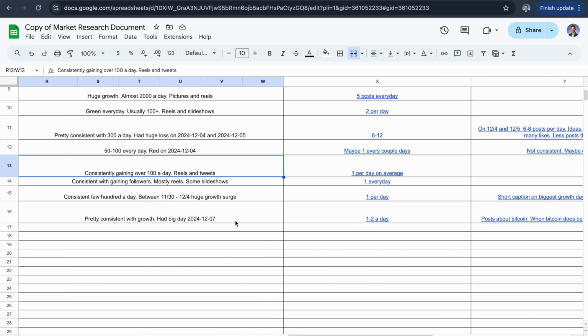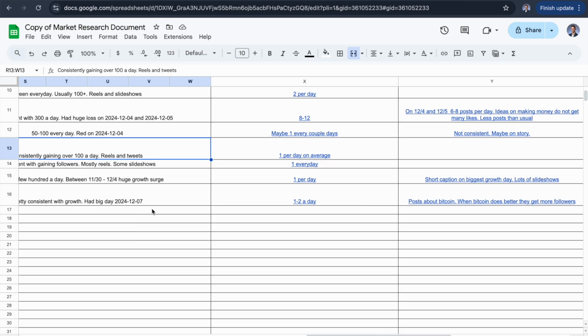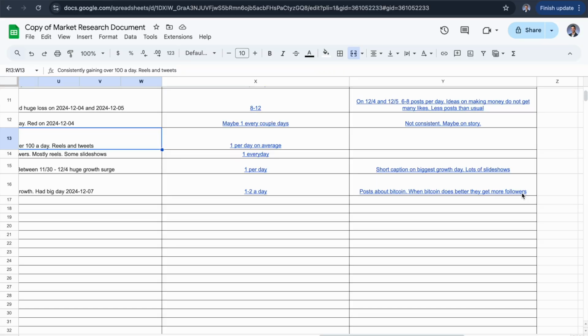They're pretty consistent with their growth. They post 1 to 2 times a day. Had a big day on the 7th. This page posts primarily just about Bitcoin. Lately Bitcoin has been doing better since it just broke 100K and everyone's kind of talking about it. So when Bitcoin does better, they get more followers, which I guess kind of makes sense. They didn't really do anything special yesterday, nothing out of the ordinary looking at their posts, but I guess just with Bitcoin doing better, the page did better.